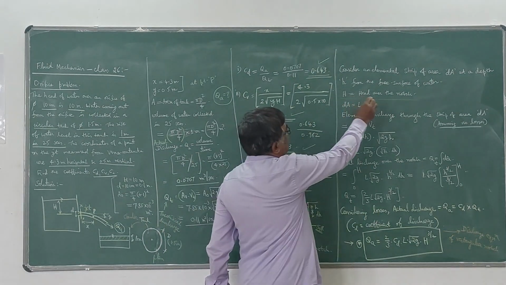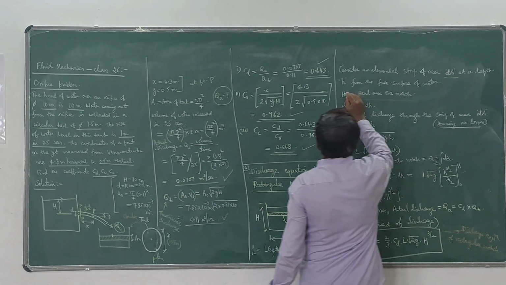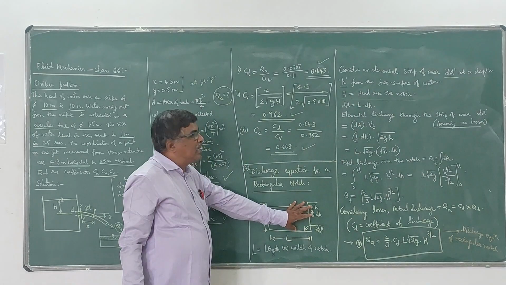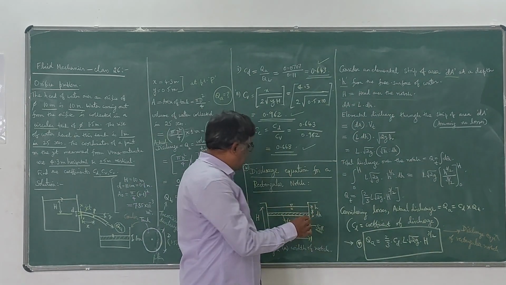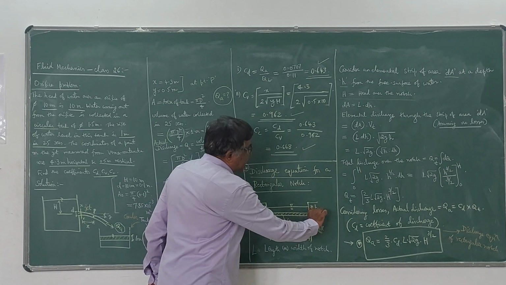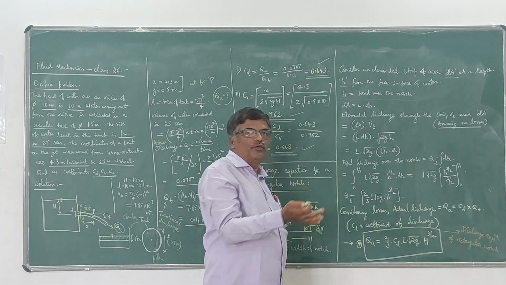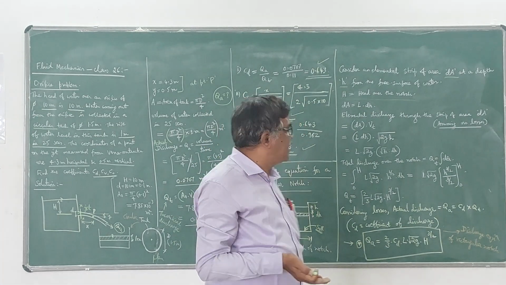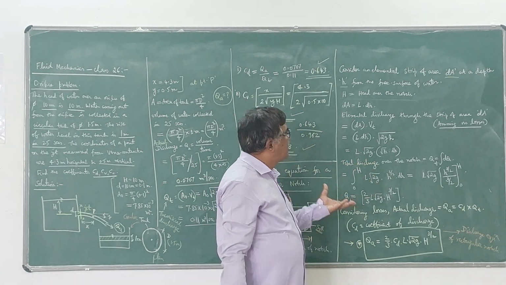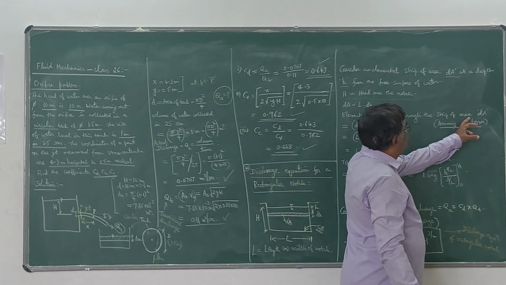So consider an elemental strip of area dA at a depth h from the free surface of water. That's what I have taken in the diagram. So the elemental area dA will be L into dh. So L into dh, that is your dA. Now elemental discharge you can write it as, we know that discharge Q is equal to A into V, the continuity equation. So elemental discharge through the strip of area dA.